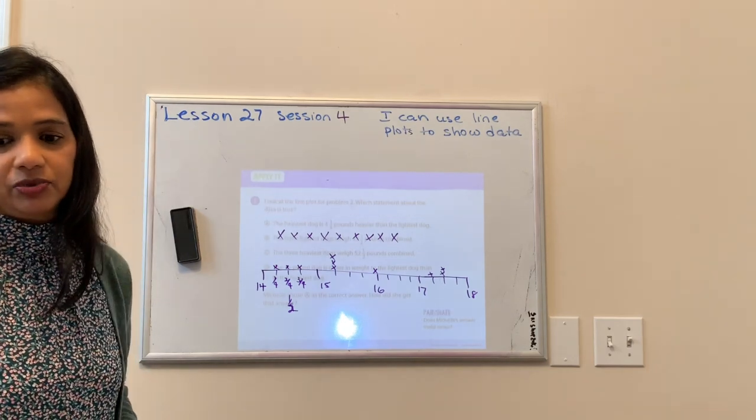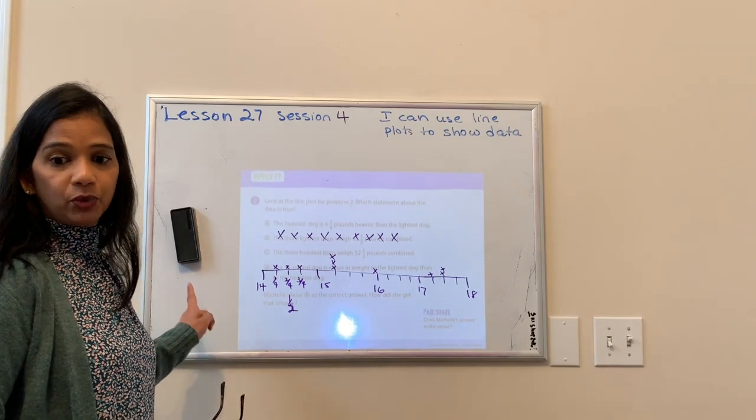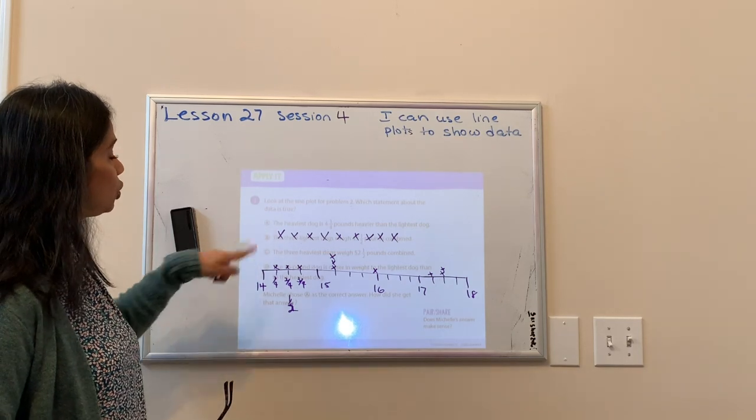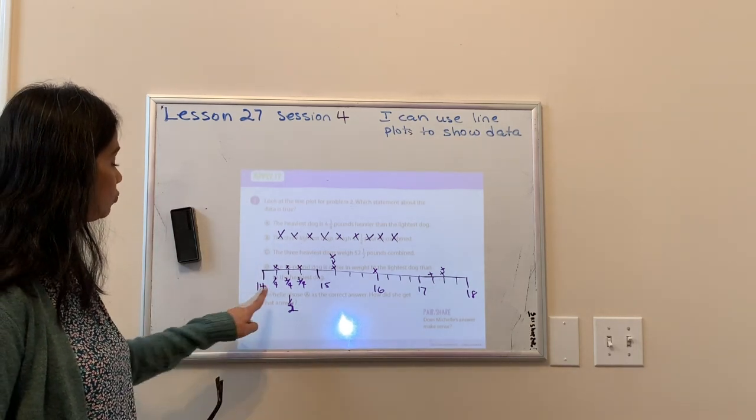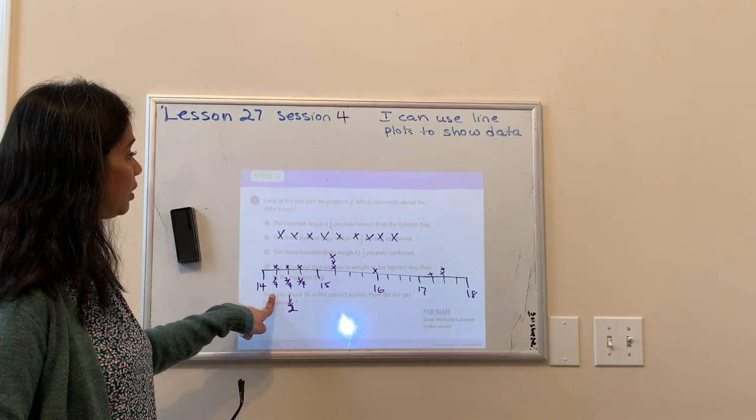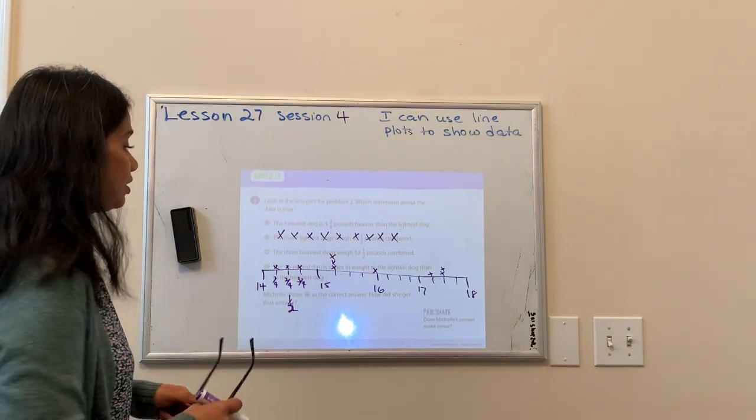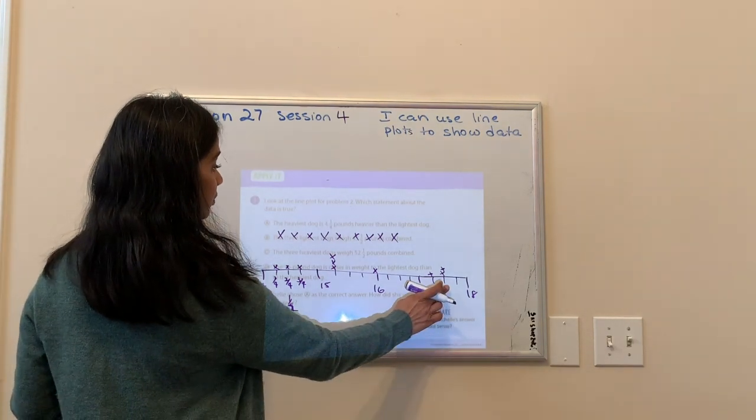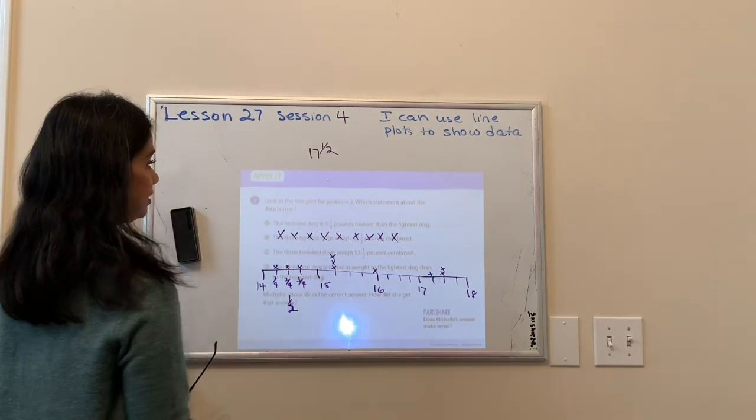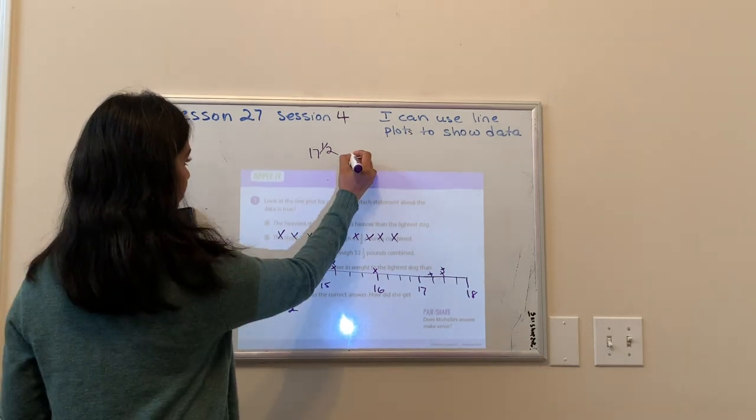Let's look at the other one and see what it's asking us to do. So we're looking at this line plot for problem 2. Which statement about the data is true, right? The heaviest dog is 4 1/4 pounds heavier than the lightest dog? I don't think so. Let's see. So the heaviest dog is 17 and a half pounds, and the lightest dog is 14 1/4 pounds.